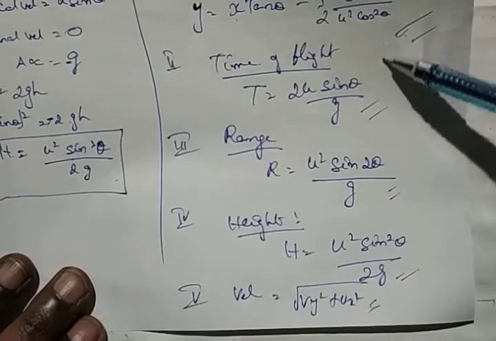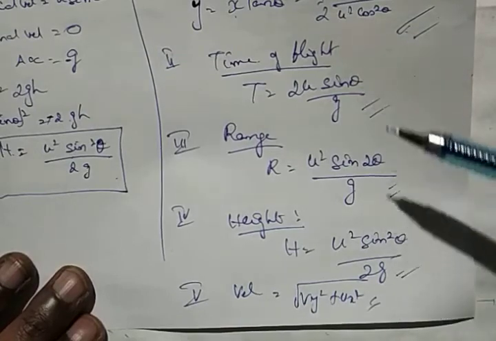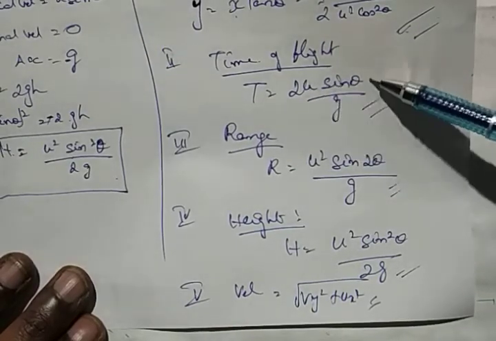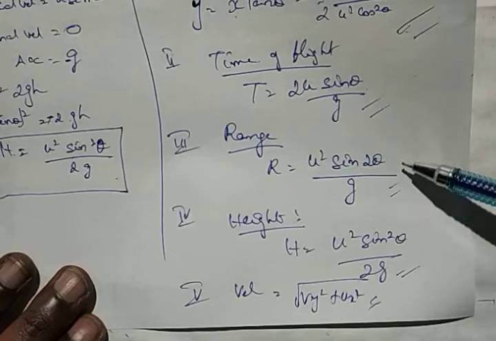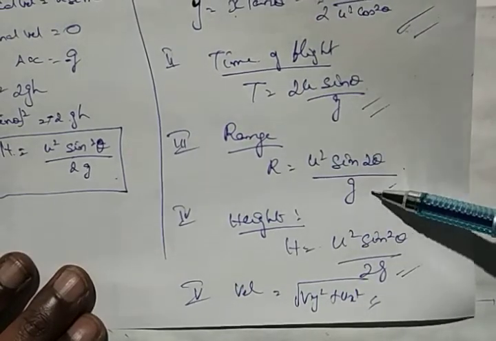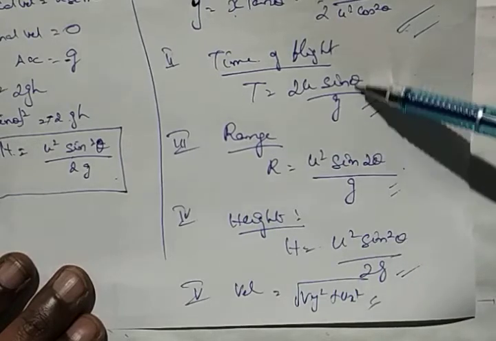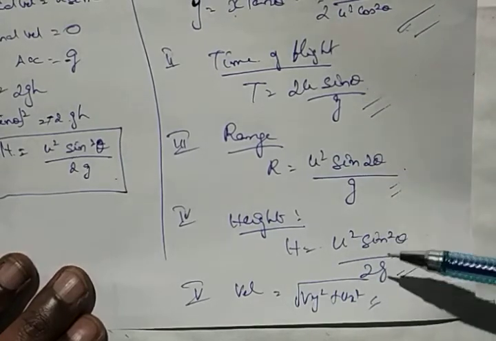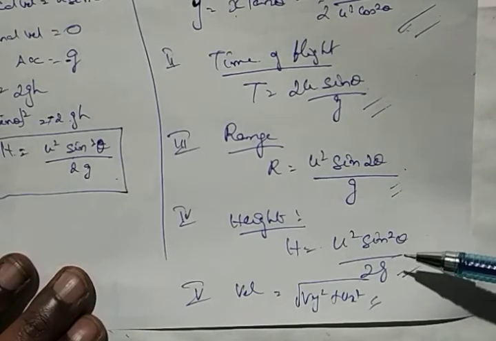You should memorize all these formulas. Don't confuse them. They are quite similar: 2u sin theta, u square sin 2 theta, u square sin square theta, and everywhere there is g and 2g. You can get quite confused with all of them. Please be careful about it.